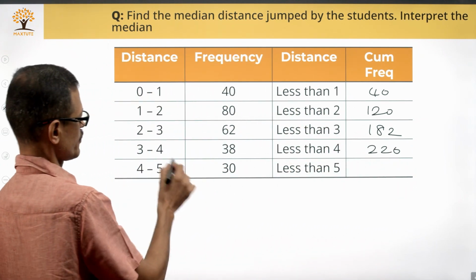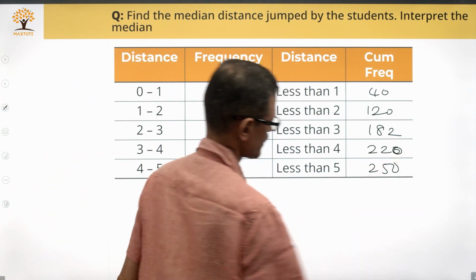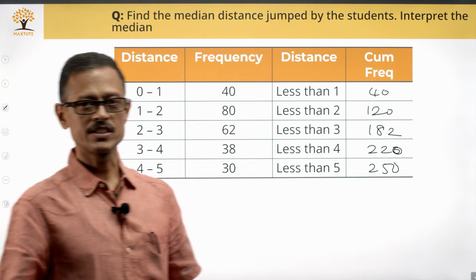And last, how many people have jumped less than 5? That is equal to 250. This is 220, not 226, right? So this gives us a cumulative frequency table.